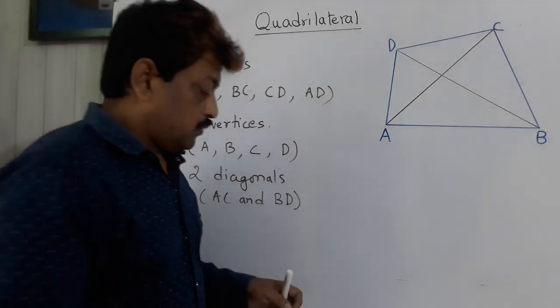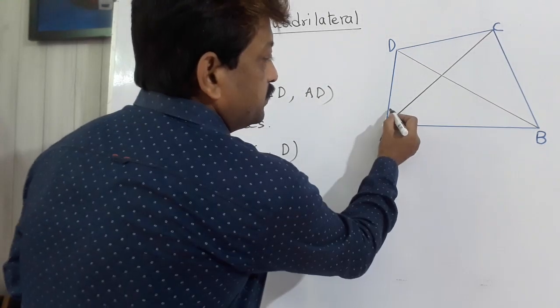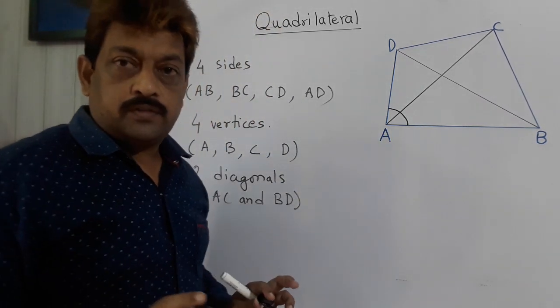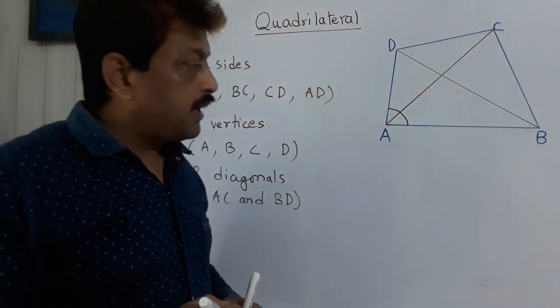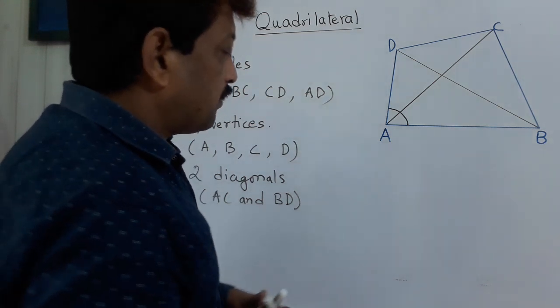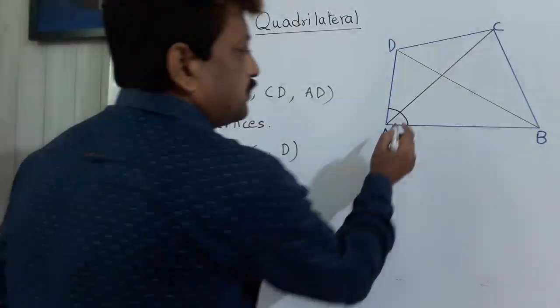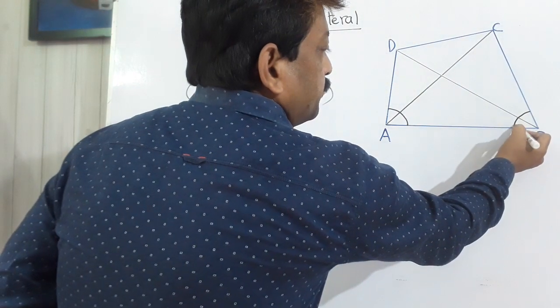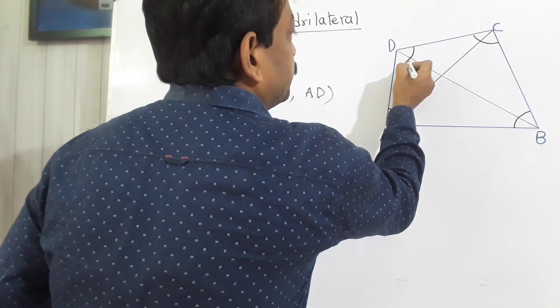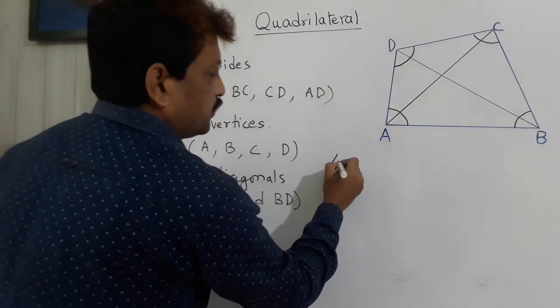Now, what is this known as? All of you know this. What I have marked is known as the angle. So a quadrilateral has four angles: angle A, angle B, angle C and angle D.